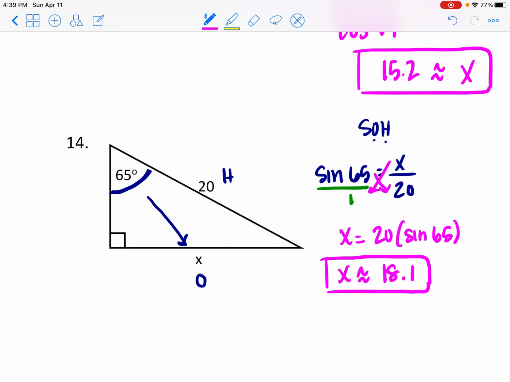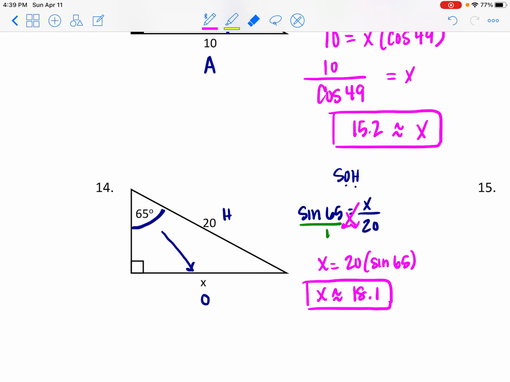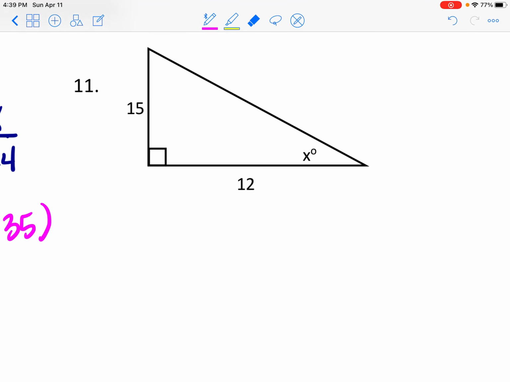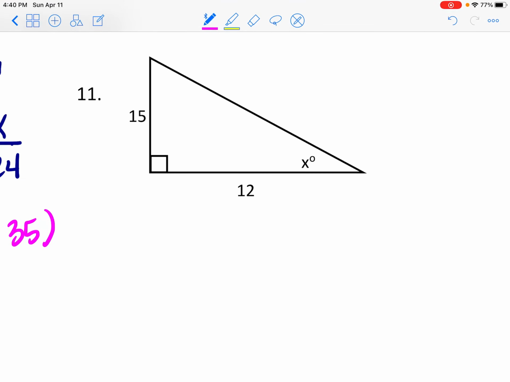Now, I mentioned this a bit ago, but sine, cosine, tangent can also be used to find missing angles. So let me show you how that works. Okay, looking at number 11 here, this example. Starting the same way, it's just our variable you can see is in a different spot. If I wanted to find the missing leg here, I could definitely use Pythagorean theorem because I know 2 of the 3, but I'm looking for an angle in this one.